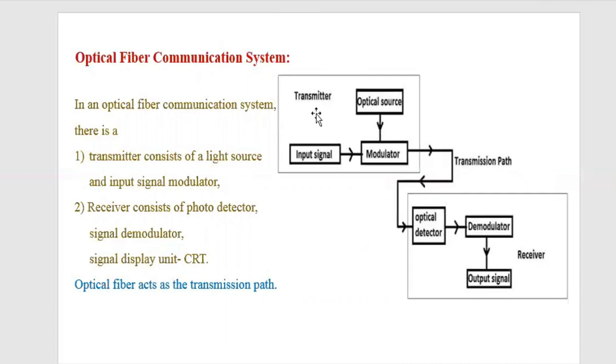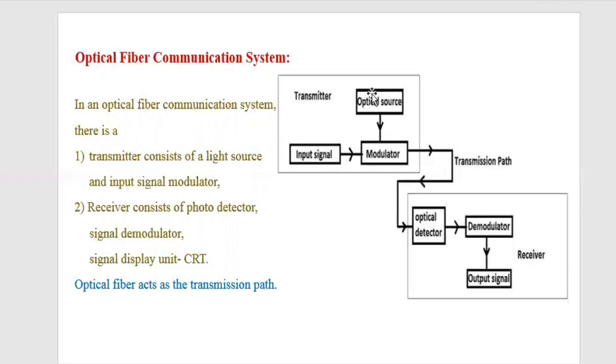So here also a transmitter will be there and a receiver will be there, and the communication takes place. The transmission path used here is optical fiber. This is the wire that is taking the message from the transmitter to the receiver. Here the light rays are used for communication. In the transmitting station, those light rays are modulated. Let's see how it takes place.